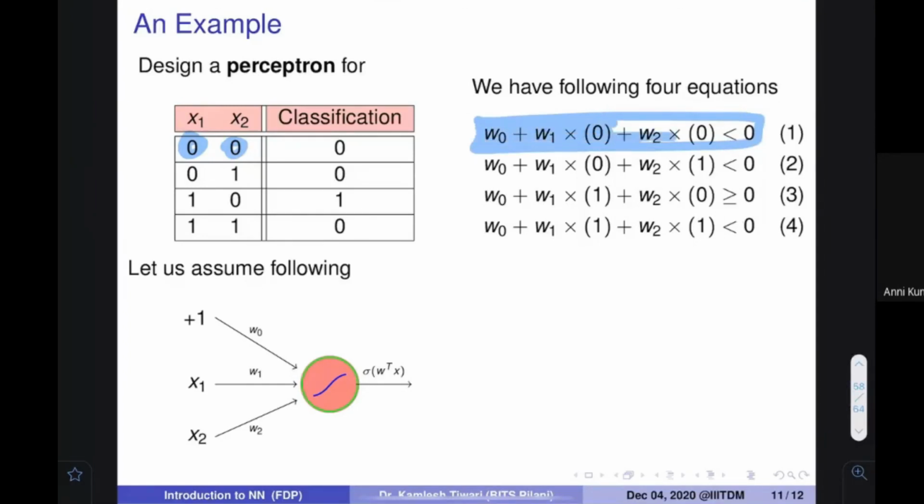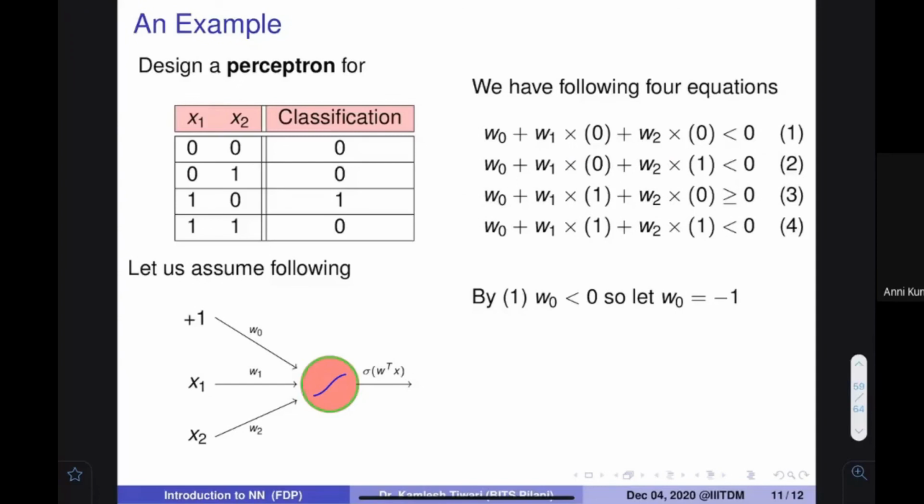With the first equation, I got this. So what is this? Because the 0s go away, W0 is less than 0. Can you give me any value of W0? I can take W0 equal to -1. So the first equation is satisfied.